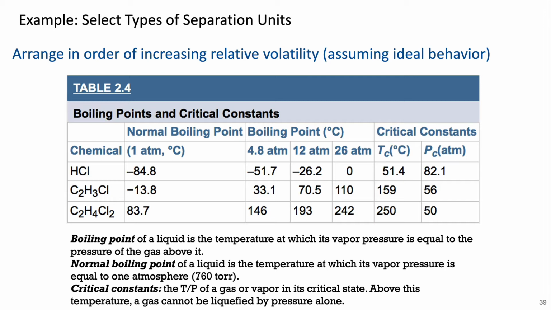So the other thing that we keep track of is the critical constants. Remember that the critical constant is the temperature or pressure of a gas or a vapor in its critical state. Basically, what it means is that above this temperature, a gas cannot be liquefied by pressure alone. This means that the concept of distillation columns or the separations that we're typically accustomed to in a process that are more feasible, they are not possible, right? So we are trying to avoid operating under critical conditions as much as possible.